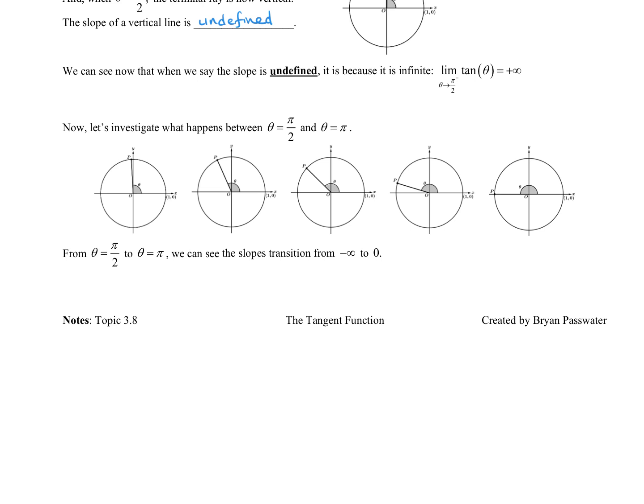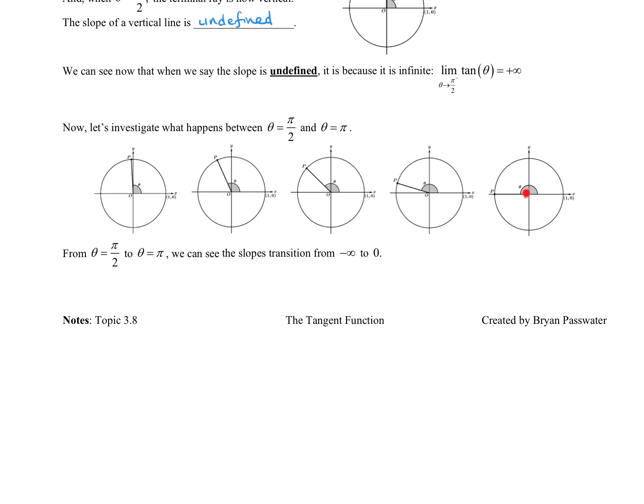And so it starts out at negative infinity right here. And then this one's going to be negative. It's going to be a fairly big negative because my y is bigger than my x, but it's still going to be a positive over a negative, which will give me a negative.